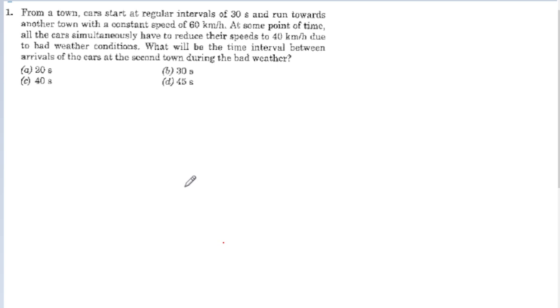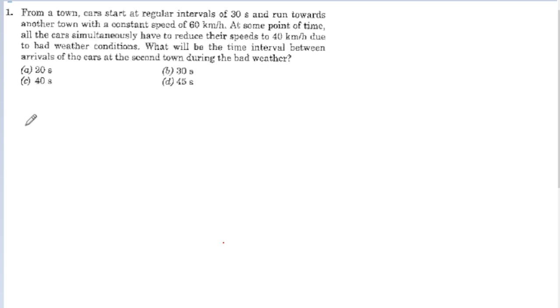From a town, cars start at regular intervals of 30 seconds and run towards another town with a constant speed of 60 km per hour. At some point of time, all the cars simultaneously have to reduce their speed to 40 km per hour due to bad weather conditions. What will be the time interval between the arrivals of the cars at the second town during bad weather? So let us first consider the physical situation described in our question.